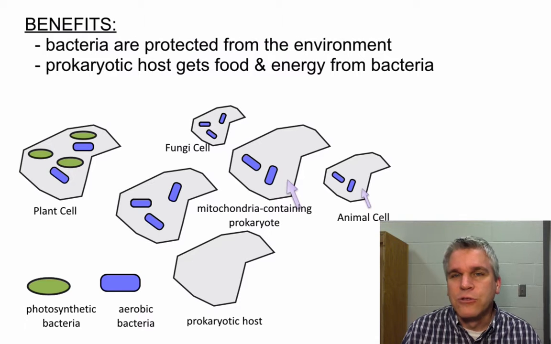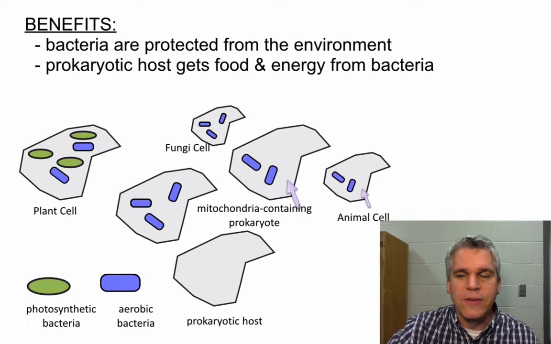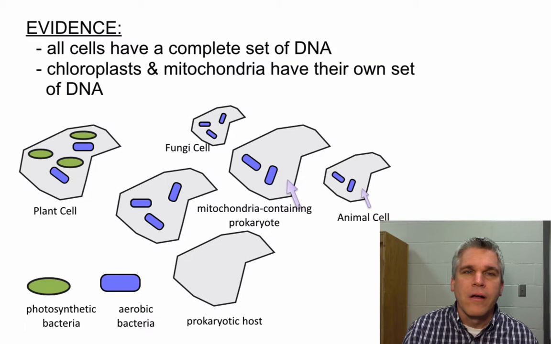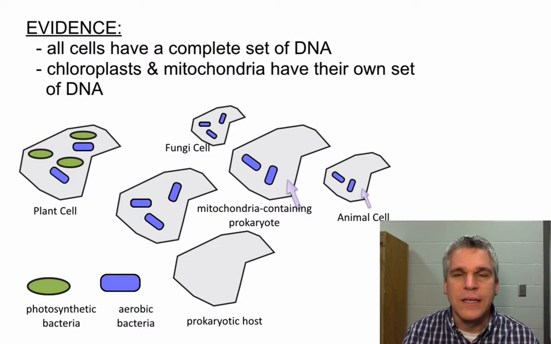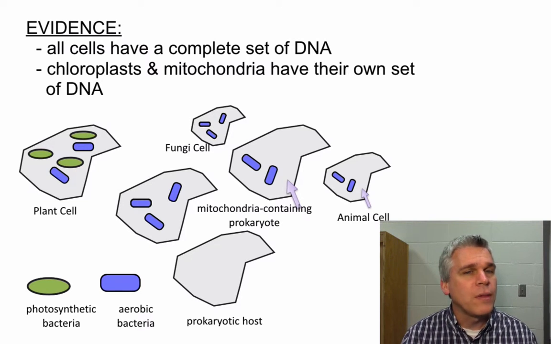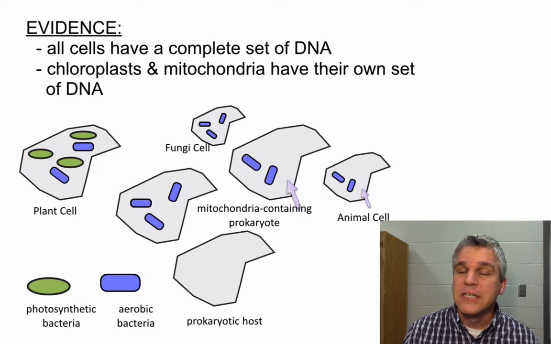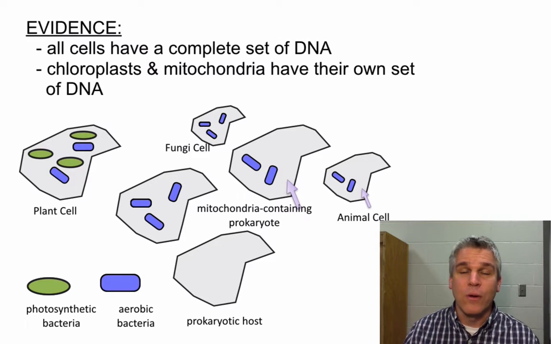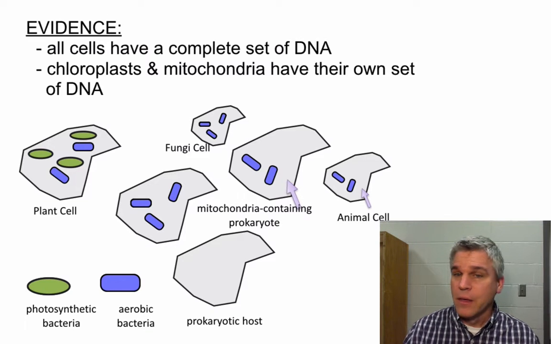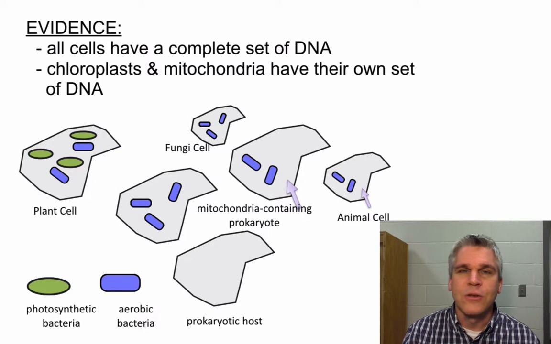This all sounds great, but what sort of evidence do we have to suggest this? Well, we know that all cells have a complete set of DNA in the nucleus. However, chloroplasts and mitochondria have their own set of DNA, and they still use that DNA. When plant cells need to make more chloroplasts, they use the chloroplast DNA. When we need to make more mitochondria, the mitochondria uses its own DNA.